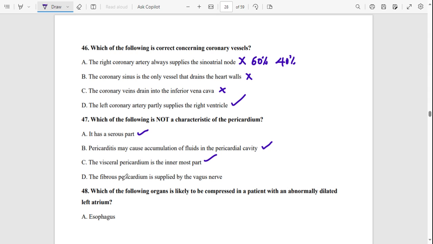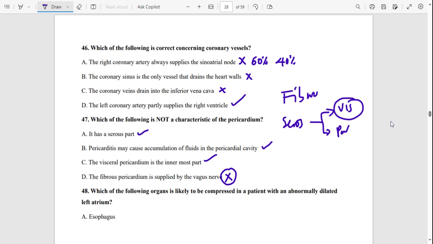The fibrous pericardium is supplied by the vagus. Now the fibrous pericardium, no, it's actually going to be supplied by the phrenic nerve. So the pericardium is going to be fibrous, which is the outermost layer, and then you have got the serous. The serous layer is also going to be further divided into the visceral layer and the parietal layer. The visceral layer is also known as the epicardium.